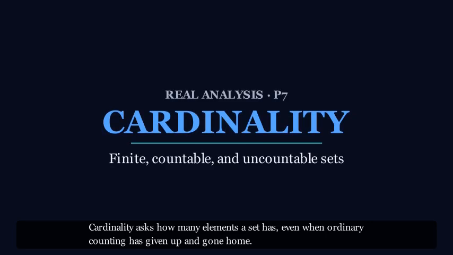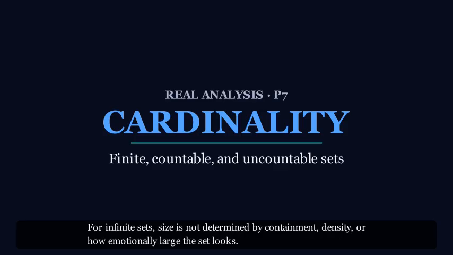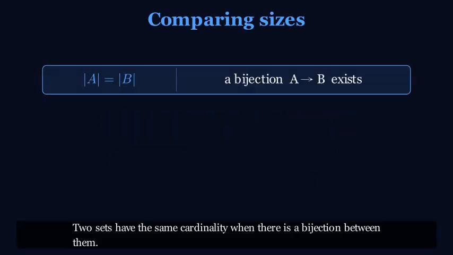Cardinality asks how many elements a set has, even when ordinary counting has given up and gone home. For infinite sets, size is not determined by containment, density, or how emotionally large the set looks. Two sets have the same cardinality when there is a bijection between them.